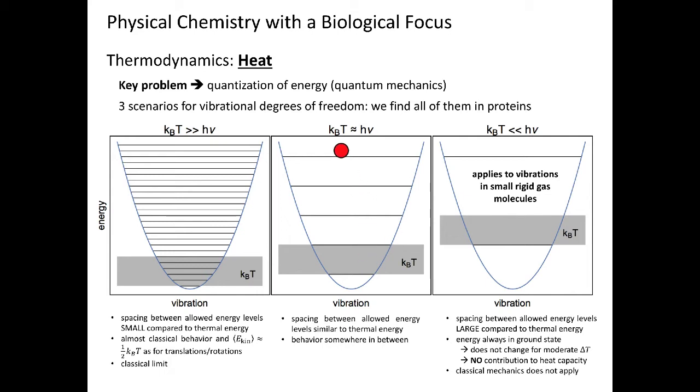Now, as mentioned, the problem with proteins is that we find all these different types of vibrations. A protein doesn't have only a few vibrations, it has many, as we saw for our example, more than 5,000 vibrations, and some of them fall into this category, some of them fall into this category, some of them fall into that category, and taking all these into account is not trivial.